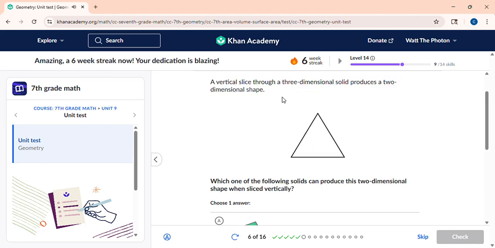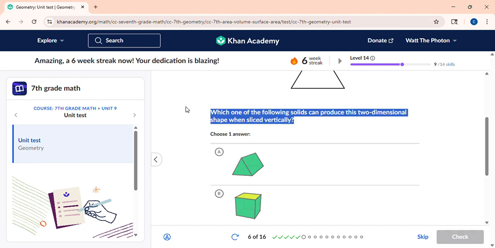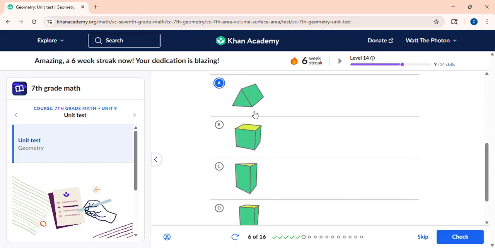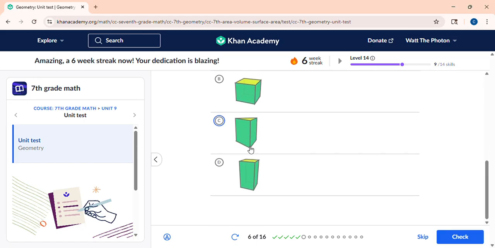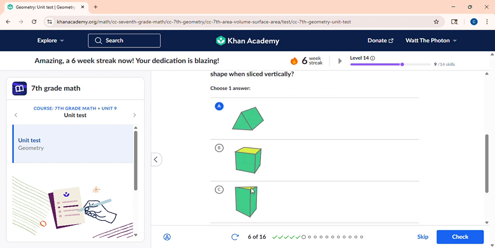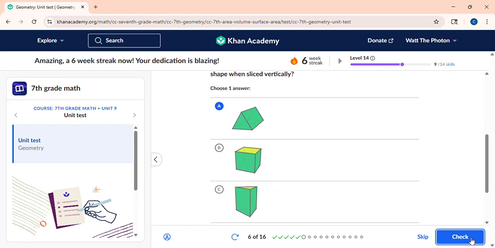A vertical slice through a three-dimensional solid produces a two-dimensional shape. Which of the following solids can produce this two-dimensional shape when sliced vertically? So that's a triangle that can. Vertically, it can't be with this. Actually, it might be able to, because we have a triangle. In some ways, we're going to get a rectangle. Are we always going to get a rectangle? I think we are. It's only one answer, yeah.